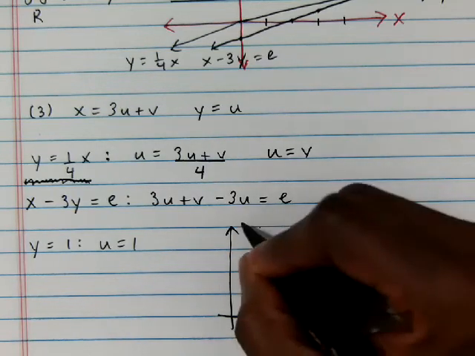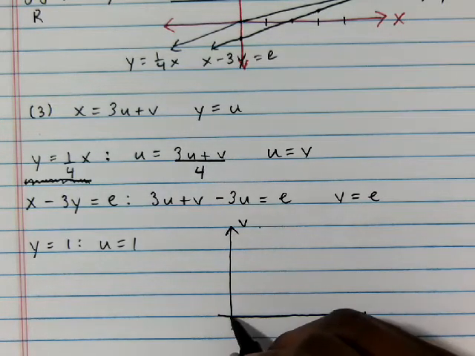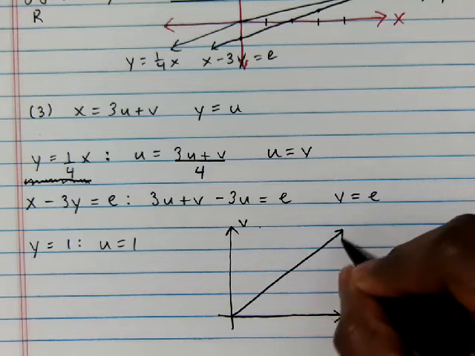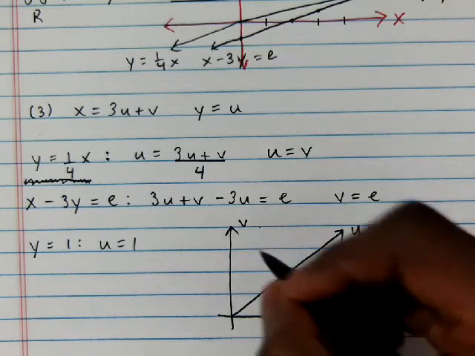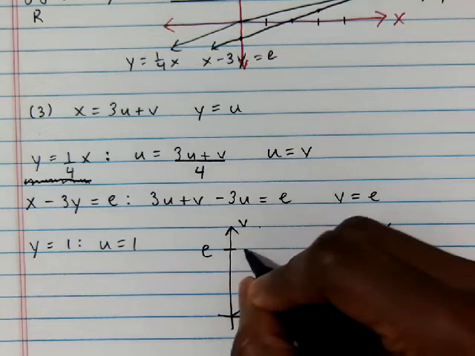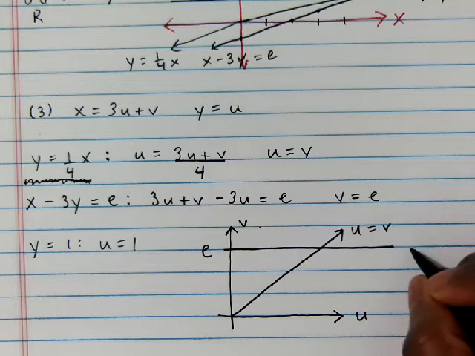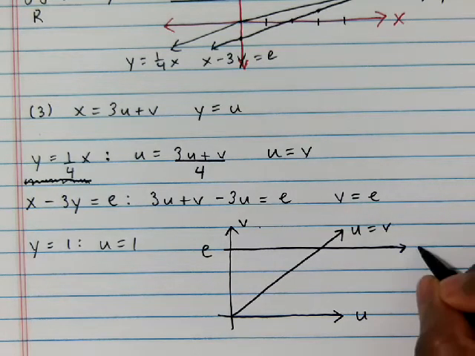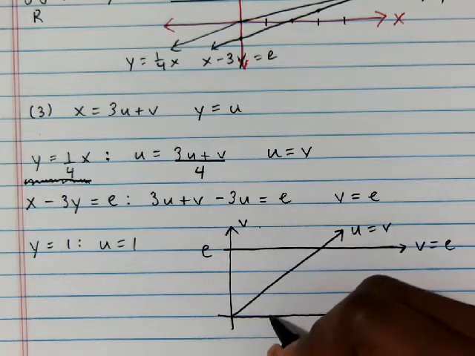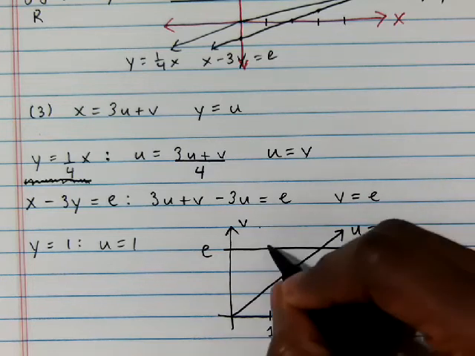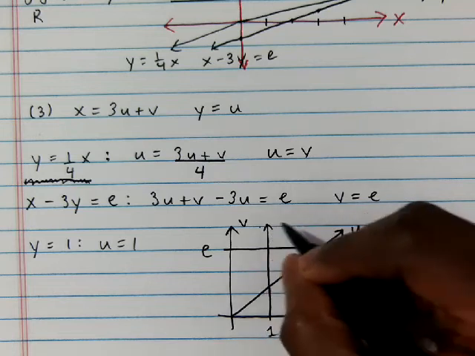And remember, this is the uv plane now. Well, u equals v. Let me do that first. So this is u equals v. And then u equals 1, and v equals e. So there's e right there. So this is the line v equals e. And then u equals 1. We'll say it's right here. So this is u equals 1.